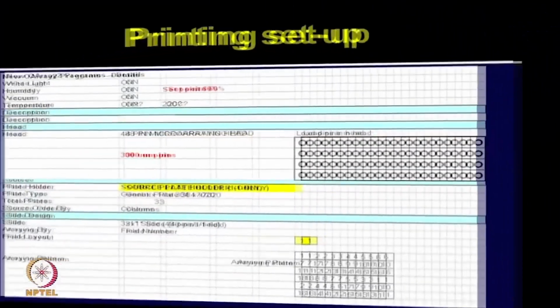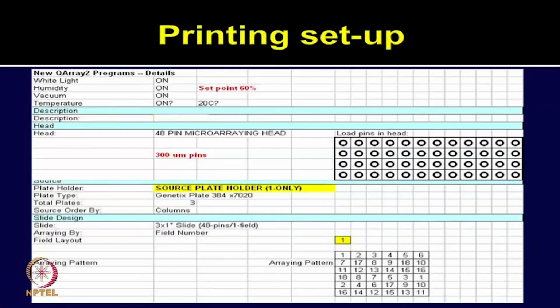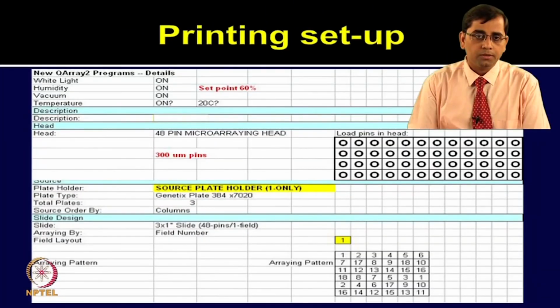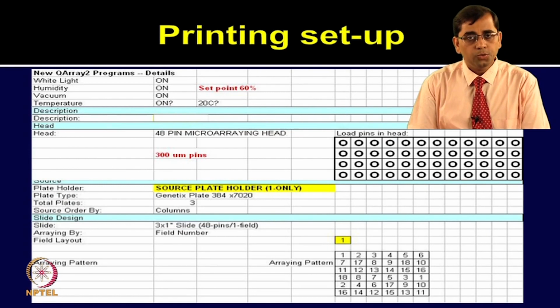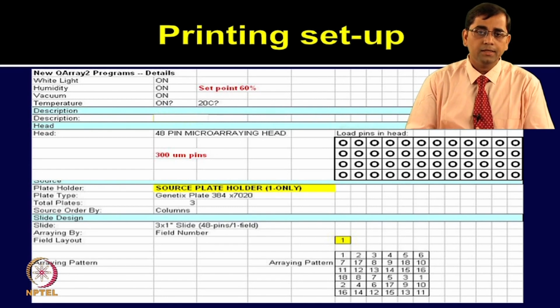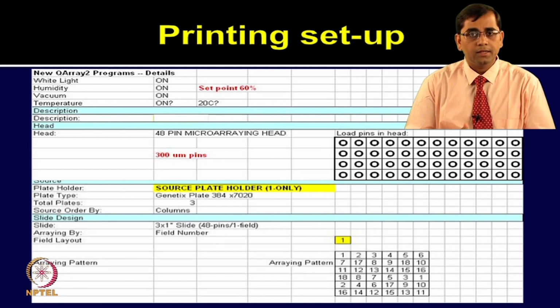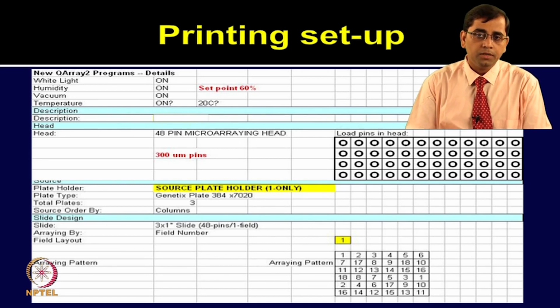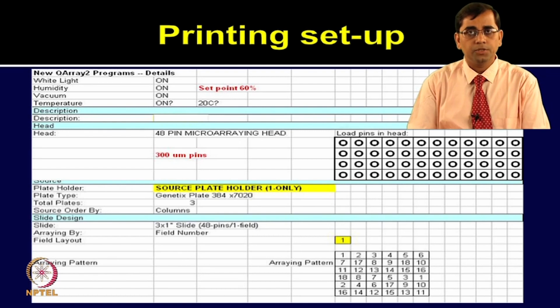You first need to define various parameters on the software. You need to define the type of pins you are going to use. For example, one can use 48 pins for printing several features simultaneously, or even go as low as 1 or 4 pins. This could be of different microns, ranging usually between 150 to 300 microns, depending on what kind of density you want to achieve on the chip.